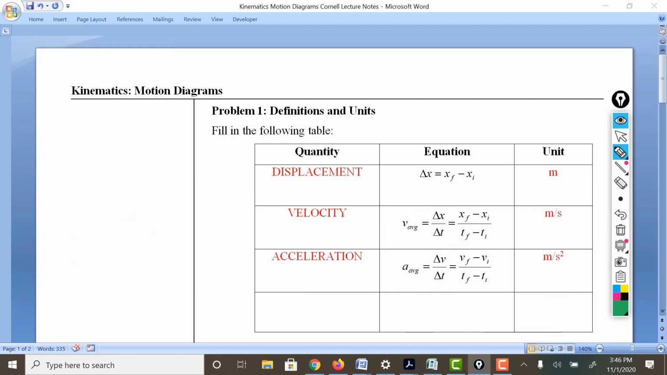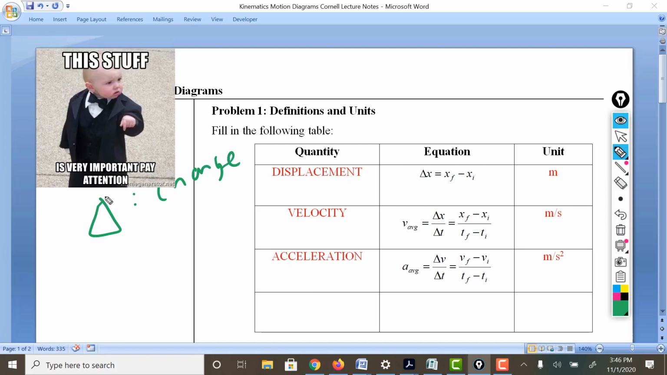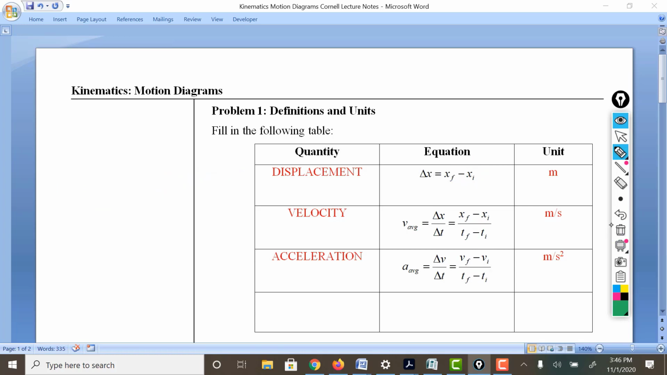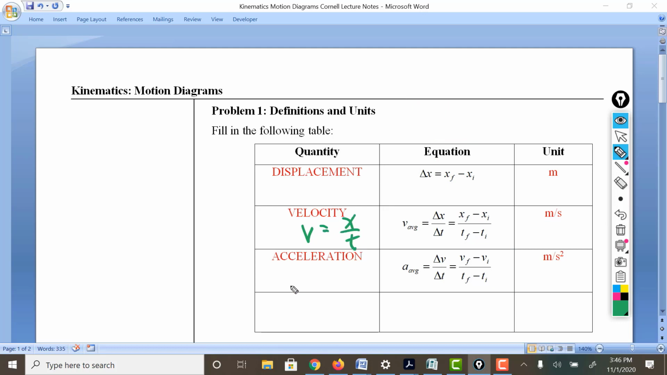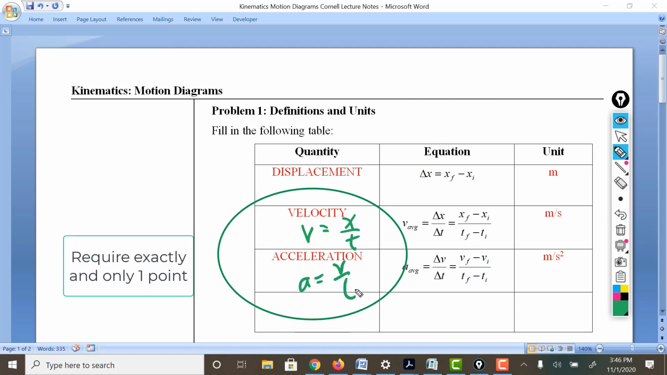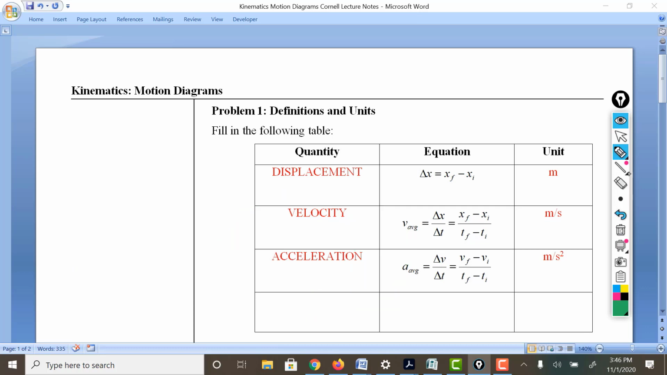These deltas, these changes, delta is change. They require two points. So there's always a final and an initial. What if you don't have two points? What if you just have one point? Well, then you get instantaneous velocity. It's going to be x over t. Acceleration would be v over t. So it would just be the exact value that I have at that moment.